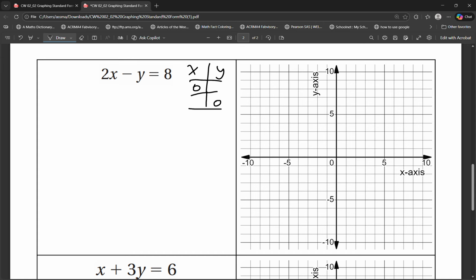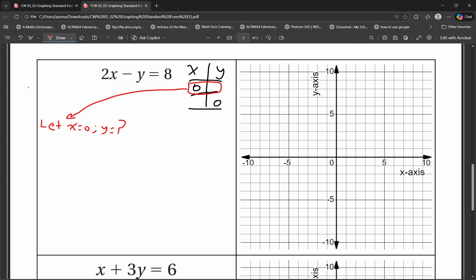Okay? So then again, we'll start off with this section here. That section lets us make this let statement. So we say let x equal 0. And then the y, we don't know, so we're going to say y equals this question mark. So that's what we're trying to solve.